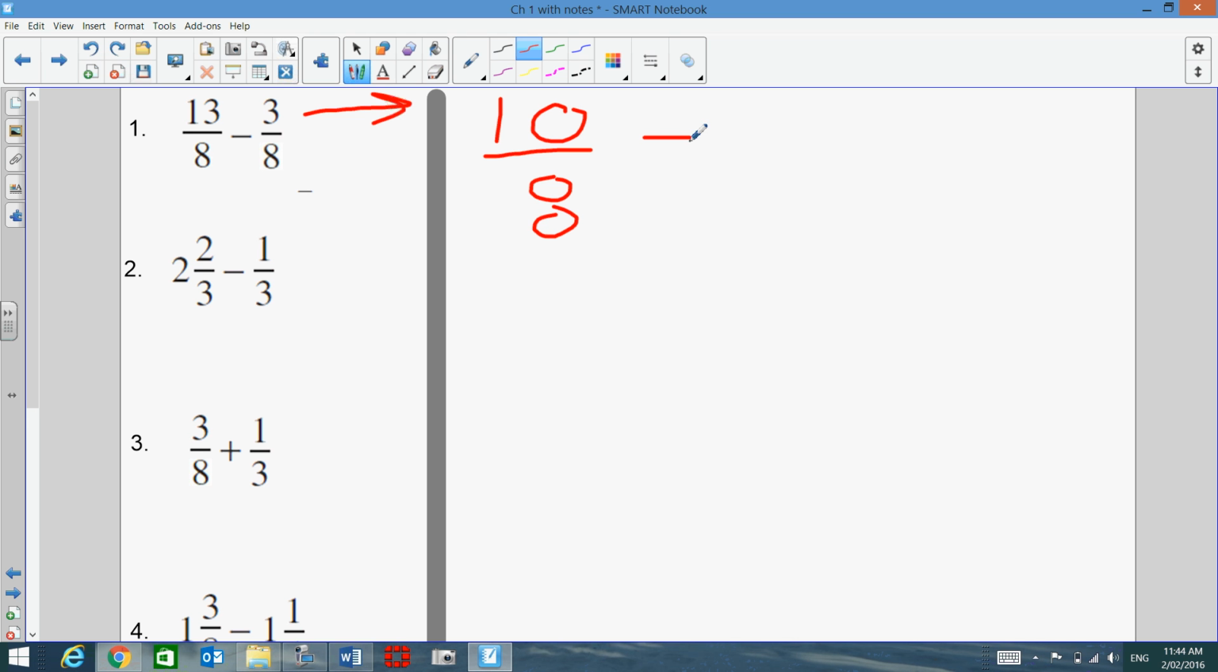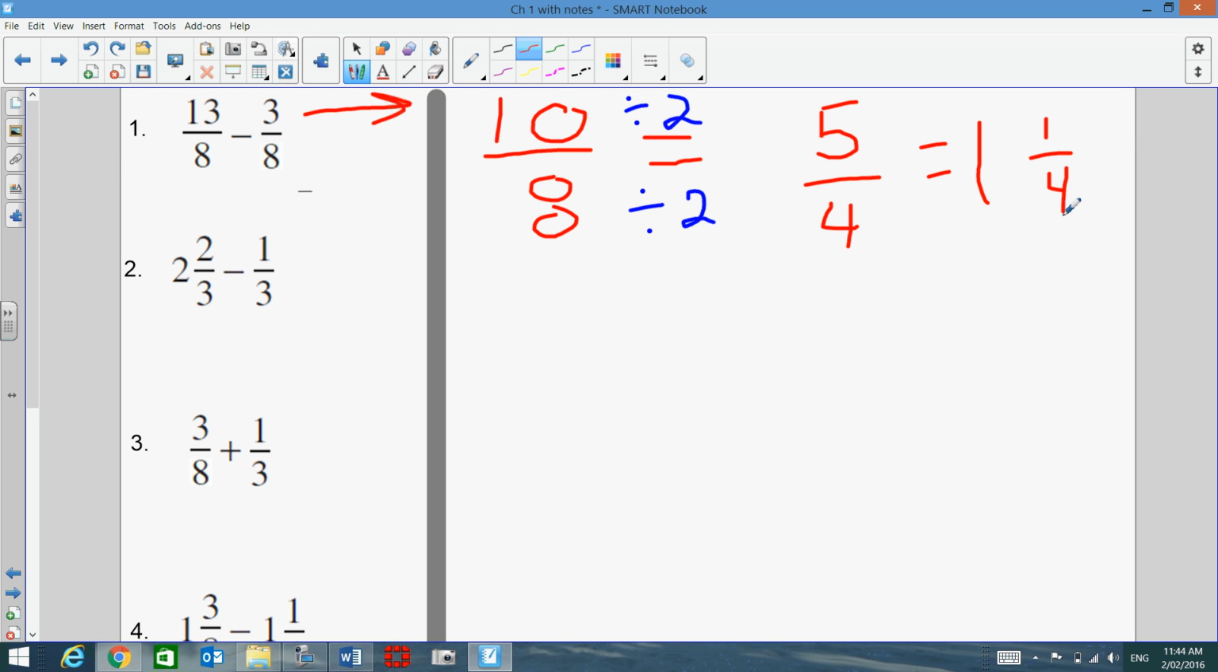So now the question is, can I simplify this? And I can. 10 and 8 are both divisible by 2. So I can actually divide by 2 to both the numerator and the denominator. And I can simplify to 5/4. And again, it might not be proper to leave it like that, so I can change it into a mixed number. So 5 divided by 4 is 1 whole, and then I have 1/4 left over.